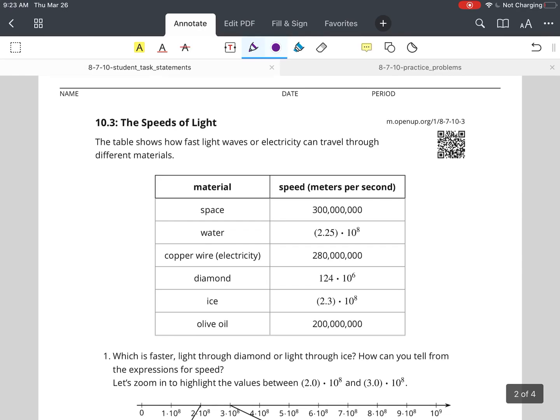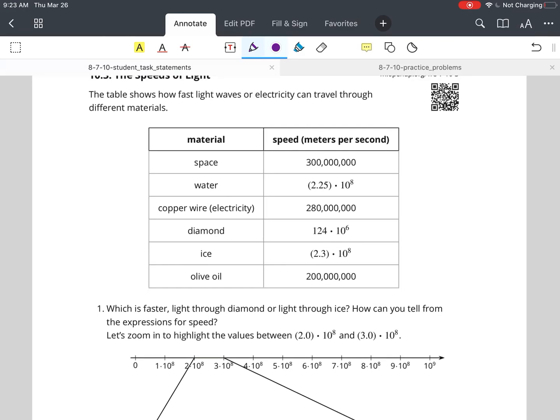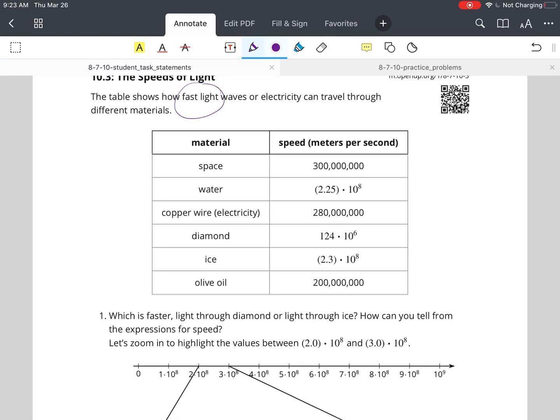Anywho, the table shows how fast light, waves, or electricity can travel through different materials. I don't know if y'all know this, but light can travel through many different materials, but through some materials it travels faster than others. So if we just look at light waves, it can travel 300 million meters per second in space. In water, it actually slows down.